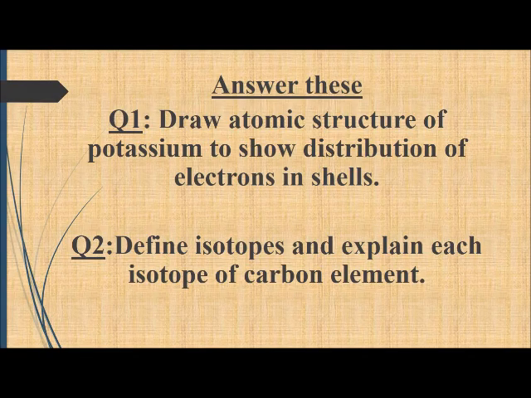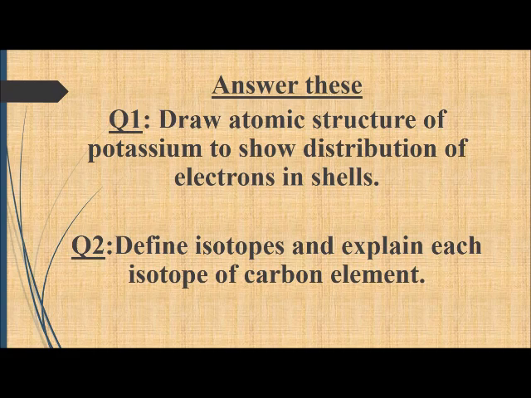I hope you have understood well isotopes, atomic structure, distribution of electrons in shells and atomic mass or mass number, and you are able to answer these 2 questions. Number 1, draw atomic structure of potassium to show distribution of electrons in shells. While keeping the points to draw atomic structure in your mind, you can draw the structure of potassium having atomic number 19.